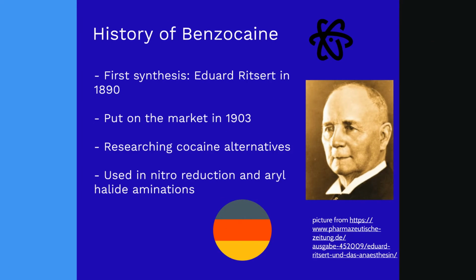Here is a brief history of benzocaine. It was first synthesized by Eduard Ritsert in 1890. He introduced it into the market in 1903 under the name anesthesin.